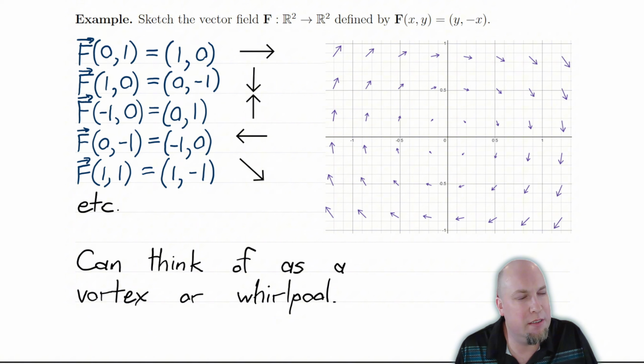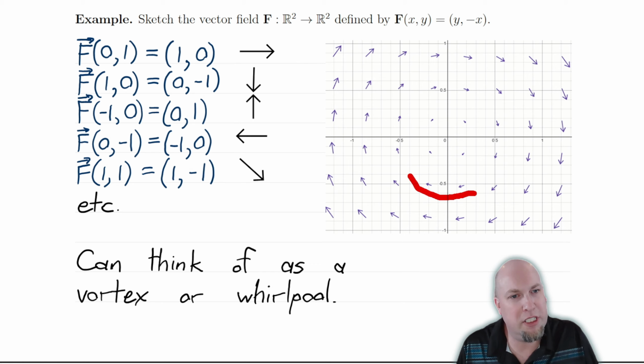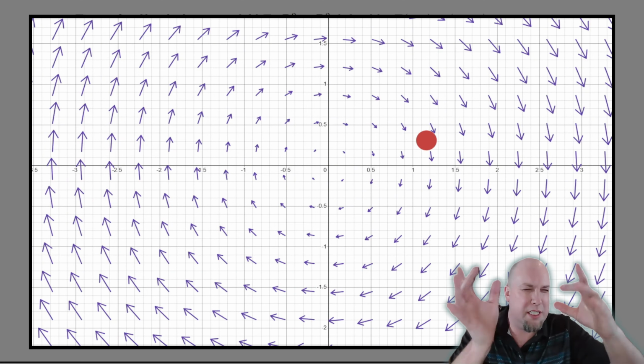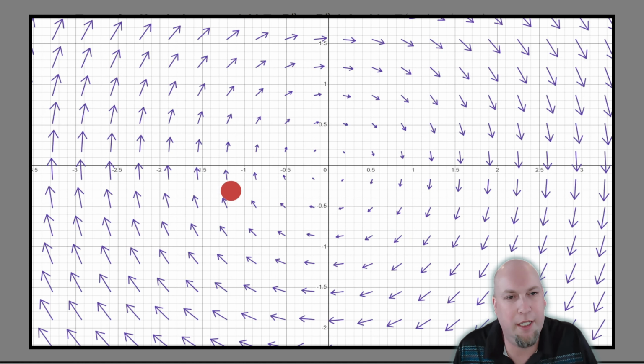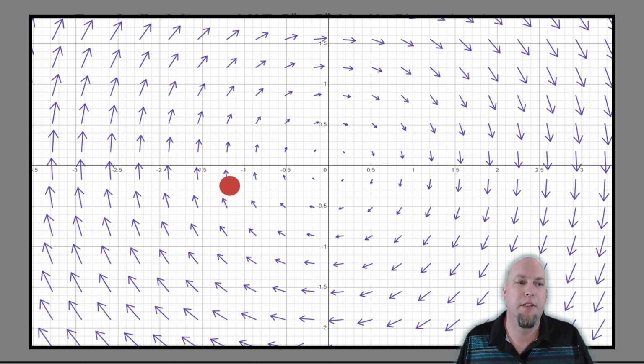But then by the time it gets over here, now the vectors are saying it's going to go this way. And then now it's got to go this way and this way and this way. You can probably guess that for this particular vector field, the particle would maybe just spin around and around, maybe in a circle, or maybe it's going to spiral or something like that. You can't necessarily tell perfectly, but if it follows the vectors, it's just going to spin round and round and round. And that's the way you should think about it.